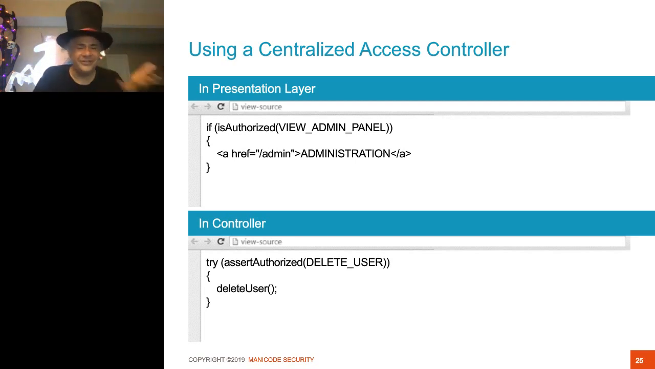In the presentation layer, it's no big deal. If the failure is there, I just don't show the data or the link, and I move on. Right? Let's look at some more best practices here.